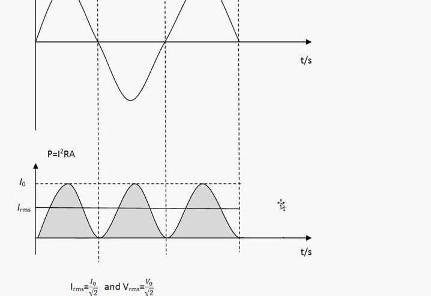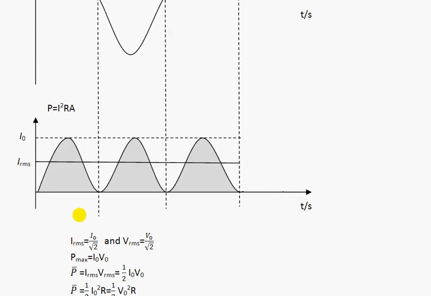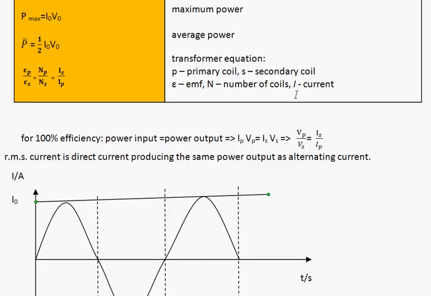But we are interested in an abstract constant current that produces the same power dissipation. If we have alternating current, the power will be changing like this. Root mean square current is such a constant current that produces the same power, or the same energy, for the same period of time as our alternating current. So this current is called root mean square current.